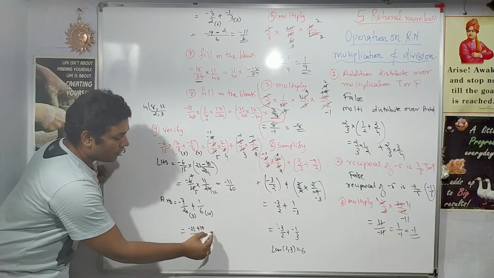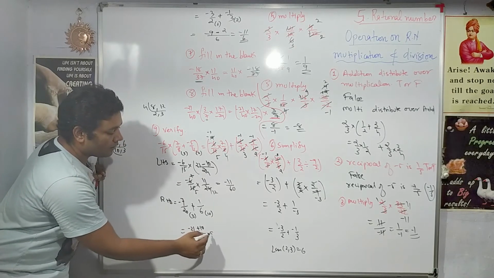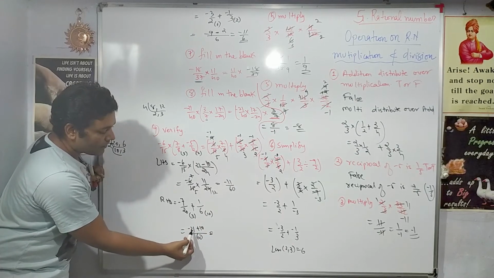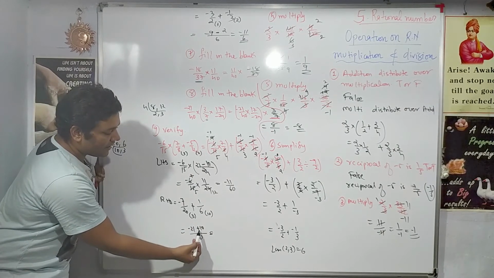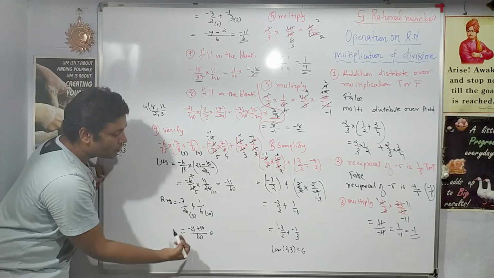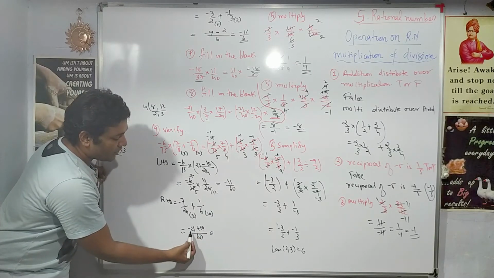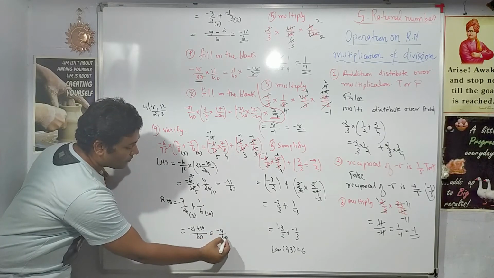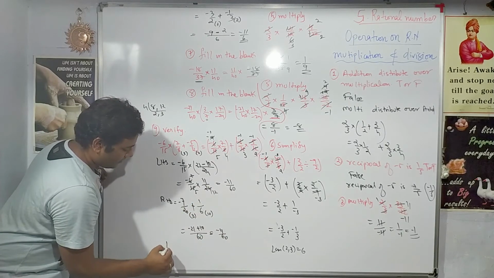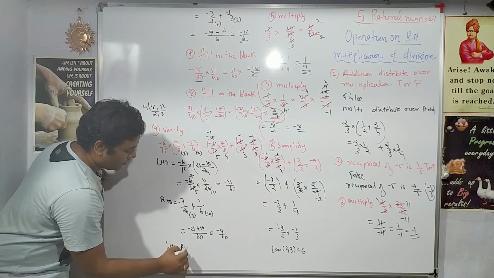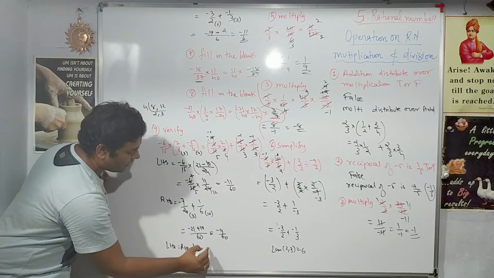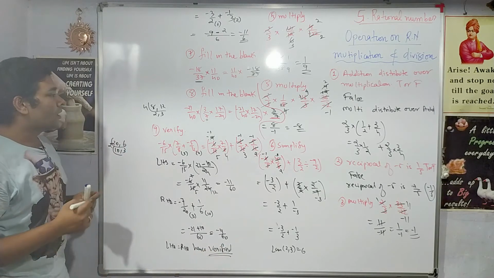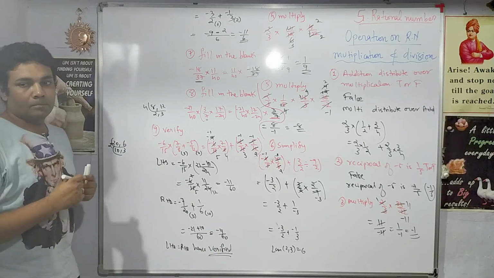Two numbers with the different sign. So here we'll do subtraction. When two numbers are there with the different sign, 21 has a negative sign, 10 has a plus sign. So in this case we'll do subtraction. What will be the subtraction? Minus 21 plus 10, so it is minus 11 upon 60. Yes, LHS is equal to RHS, hence verified. Simple? Yes, very simple.